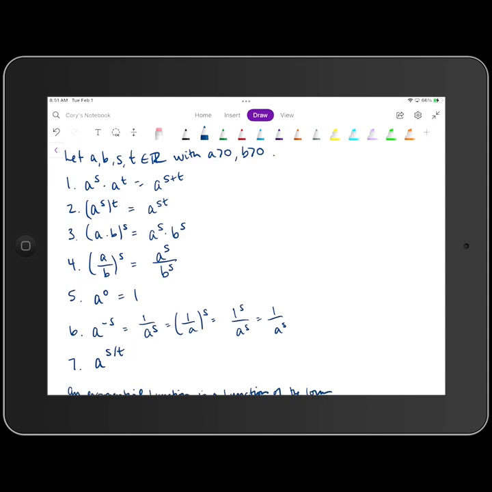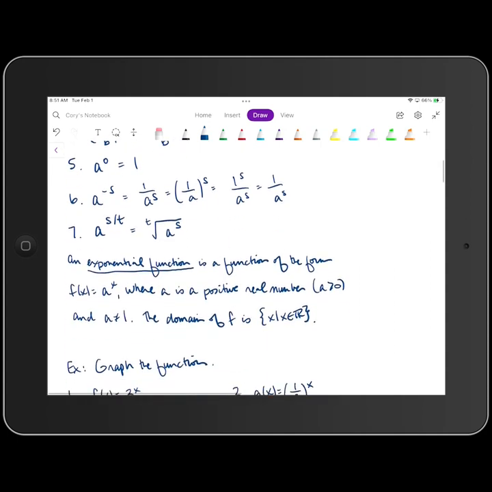And then law number 7 says if we have a raised to the s divided by t power, so when we have a rational exponent, the denominator becomes the root for our radical. So that's like the tth root of a, and then our numerator is just the power for a. So a raised to the s divided by t power is equivalent to the tth root of a raised to the s power. Okay, so those are some things that we're going to need to know as we move through this lesson here.